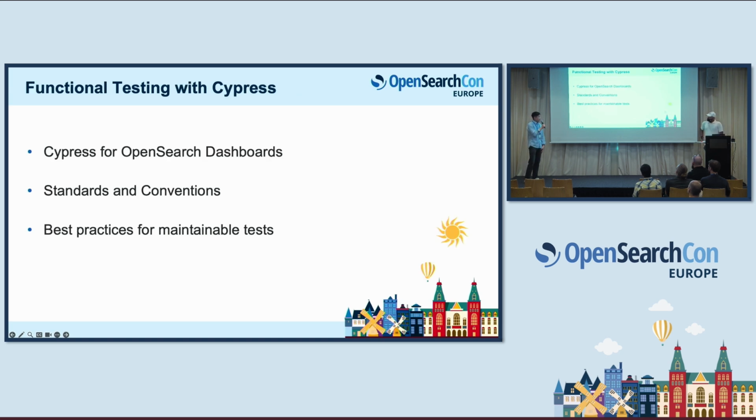So the first topic that we're going to deep dive into today is functional testing with Cypress. Cypress is a software that allows us to test the end-to-end user flows for dashboard plugins. This allows us to interact with different UI elements like buttons and input forms, actually type in them and click on buttons, and see how that interacts with the APIs. In the following demo video, we're going to go over some of the standards and conventions in order to write clean, reliable, maintainable Cypress tests.